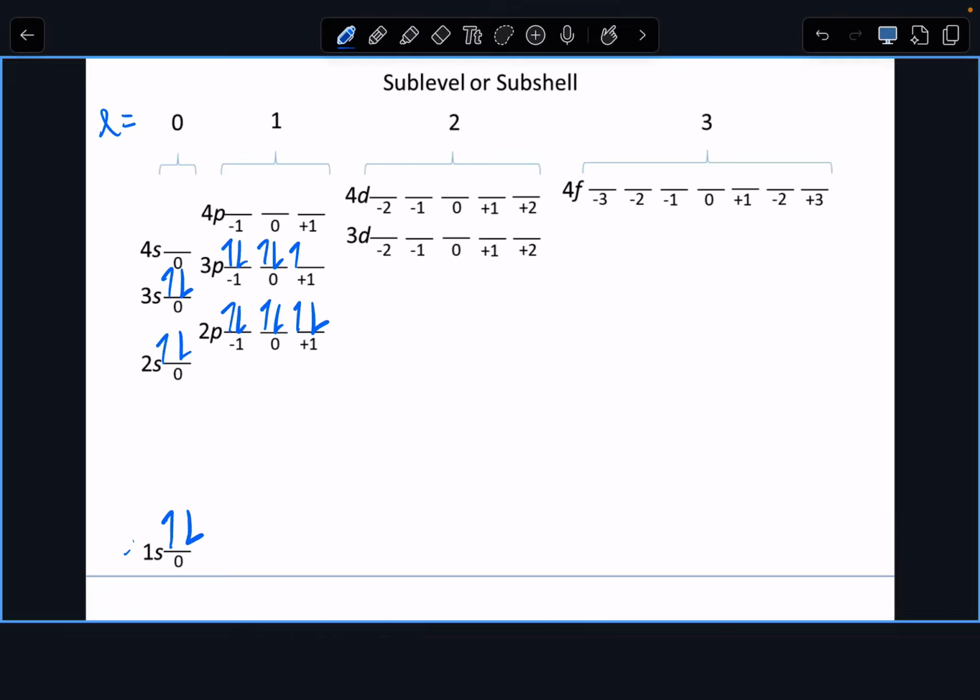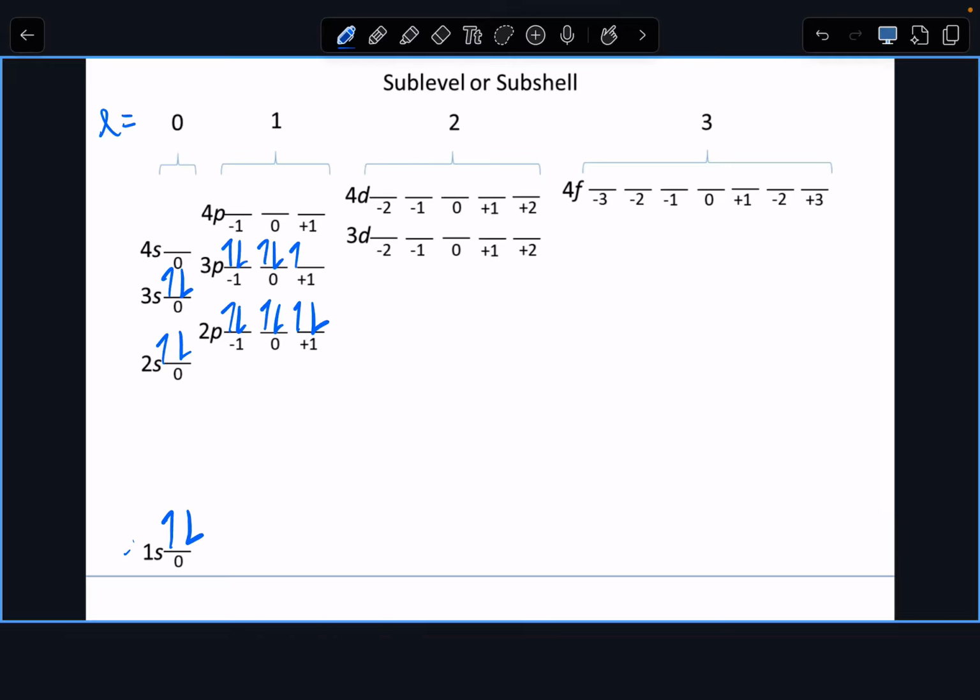2 of them would be in 1s. 2 of them would be in 2s. 6 of them would be in the 3 2p orbitals. 2 of them in the 3s, and then 5 would be in the 3 3p orbitals. Because we start at the lowest energy and we fill them in terms of their energy. Now the other thing, we do this in a shorthand way that we'll get into when we get into chapter 9.